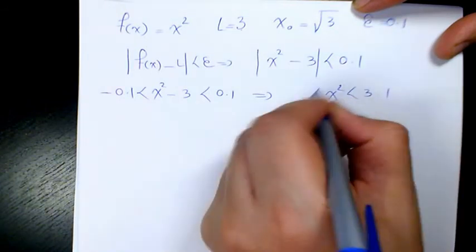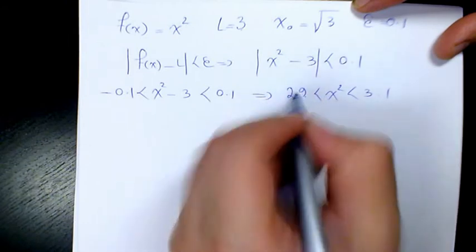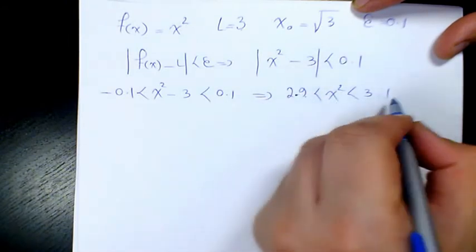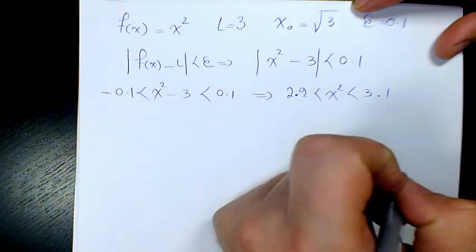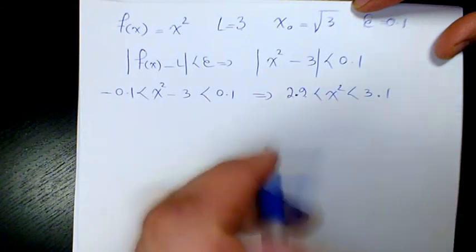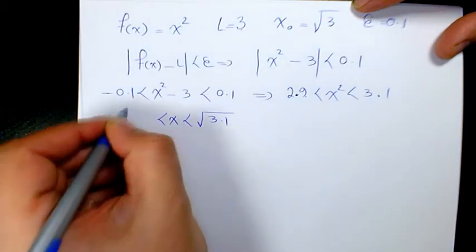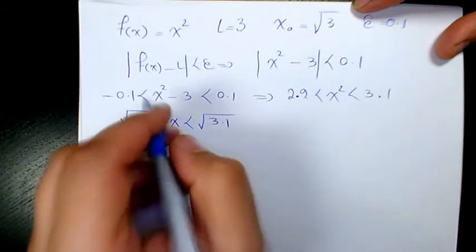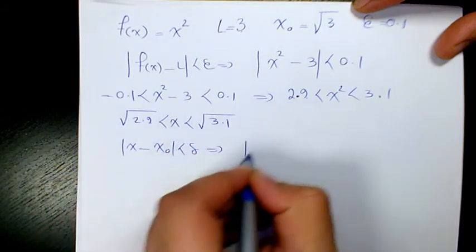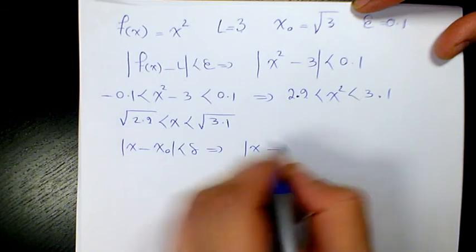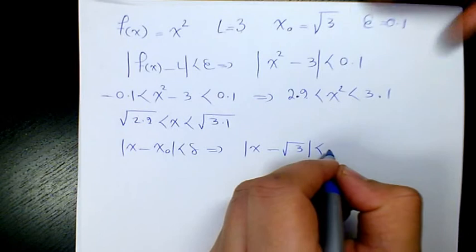So 3 plus 0.1 is 3.1, and 3 minus 0.1 is going to be 2.9. Now x squared is between 3.1 and 2.9. What should we do here? We need to make them the square root of 3.1 and square root of 2.9. On the other hand, x minus x naught is supposed to be less than delta. So we have the absolute value of x minus root 3 has to be less than delta.